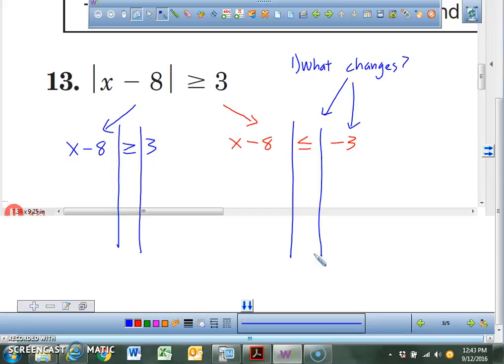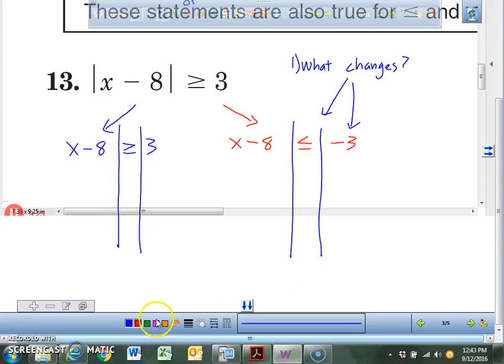What's the only step that you would need to solve this? Add 8 all the way across. That's all you have to do. Add 8 all the way across. So what do we have here? What do we have left? We have an x, correct? This zeroes out. This is greater than or equal to 11. Here we have x is less than or equal to 5.